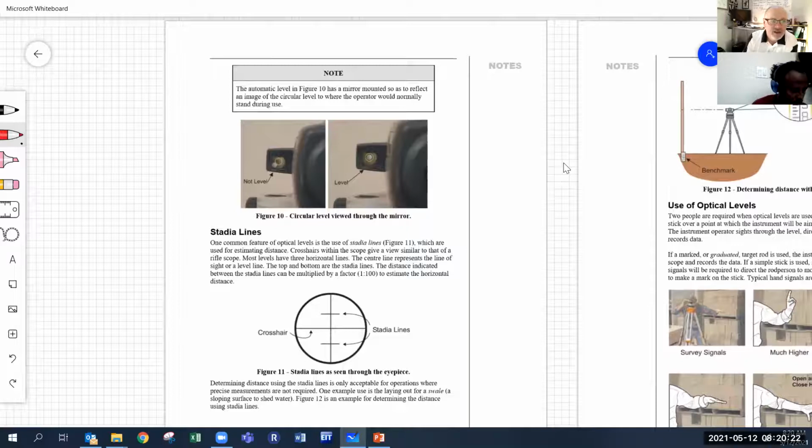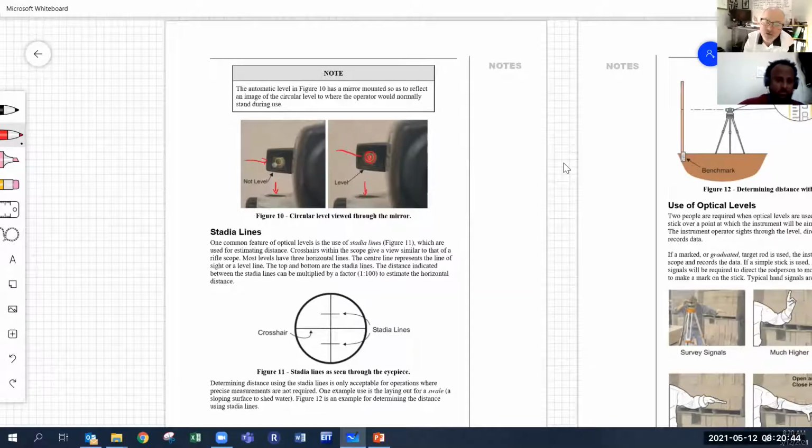This automatic level in figure 10 has a mirror mounted to reflect the image. This is the downward view, but this has a mirror on it showing you that it's not level. So you want the bubble within the circle. You want the bubble in the circle to tell you it's level.